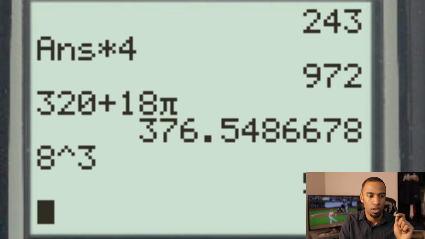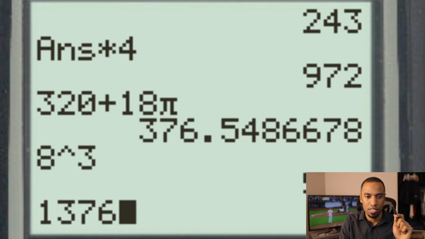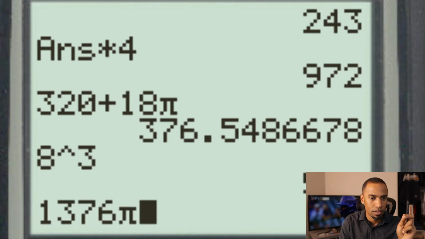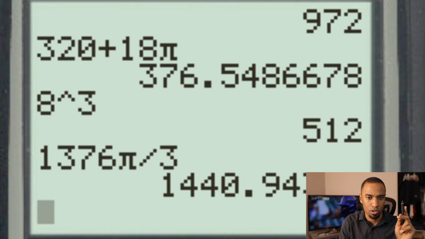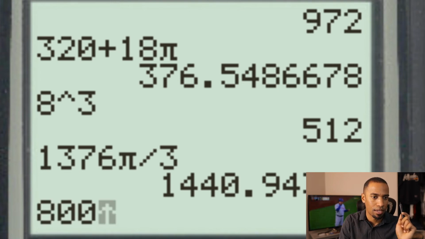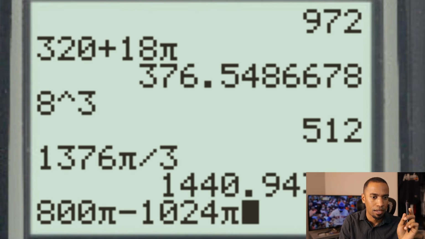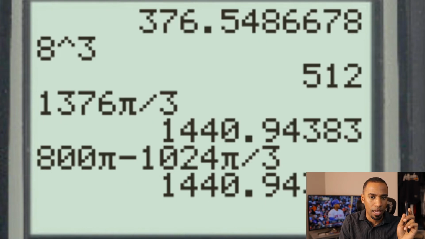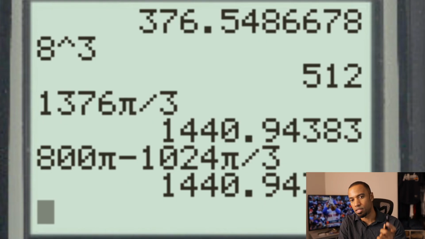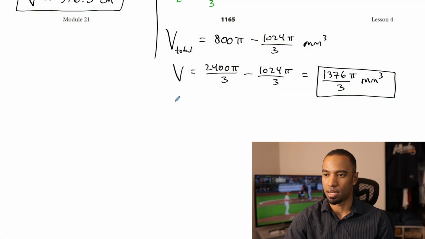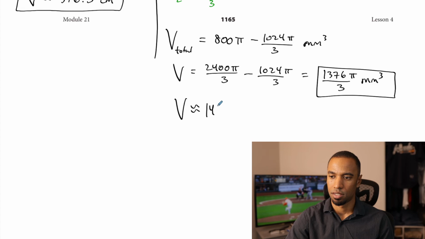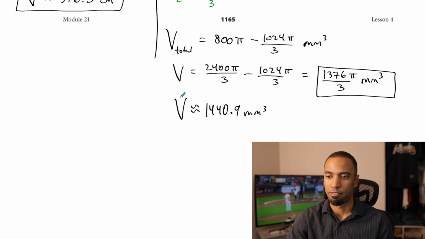So whether I do 1376 pi over 3 and get this answer of 1440.94, or I do 800 pi minus 1024 pi all divided by 3, I'm getting the same number. So I'm approximating this at 1440.9 cubic millimeters, and that should be my final answer.